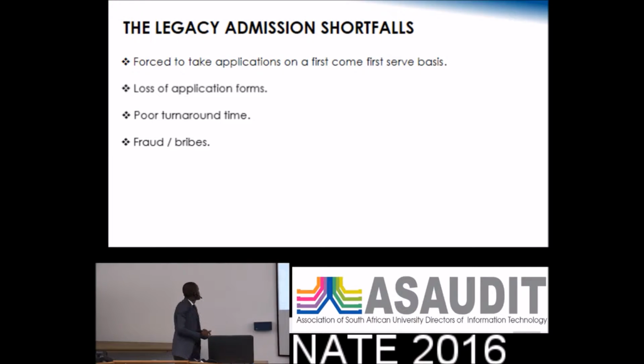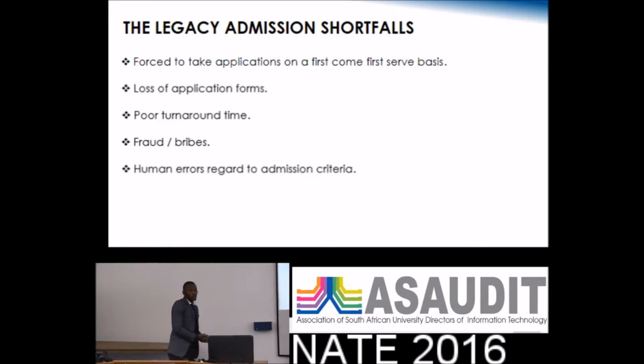Fraud and bribes. This was one of the things which was happening. You find that someone doesn't even meet the admission criteria to study at university, but because he knows a guy who knows a guy who knows the guy, he puts in some money, and then at the end he ends up being admitted at university.